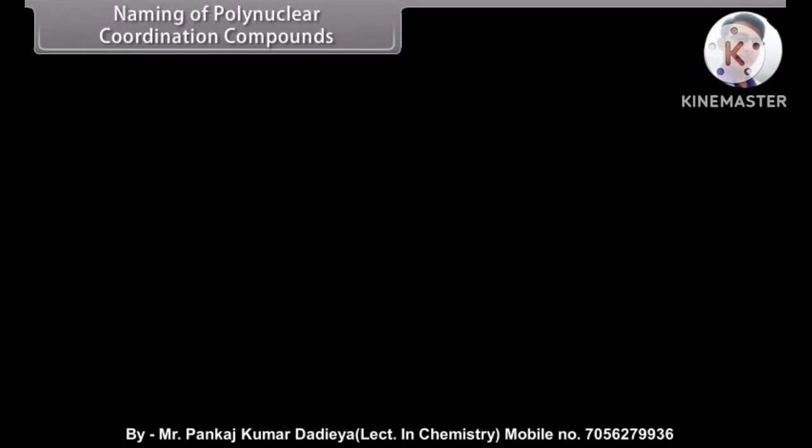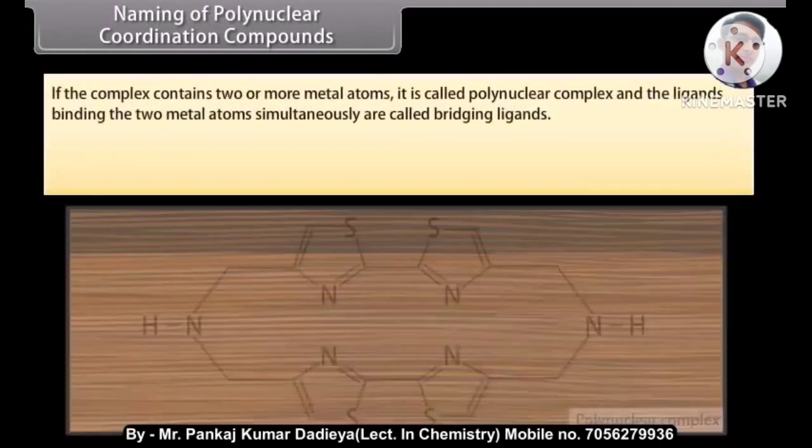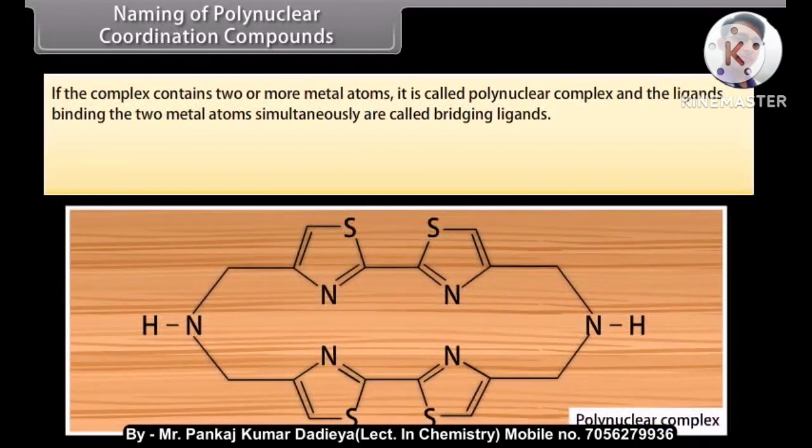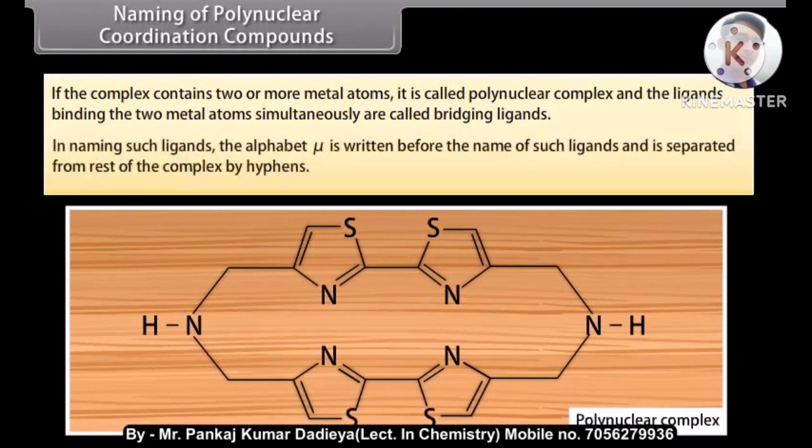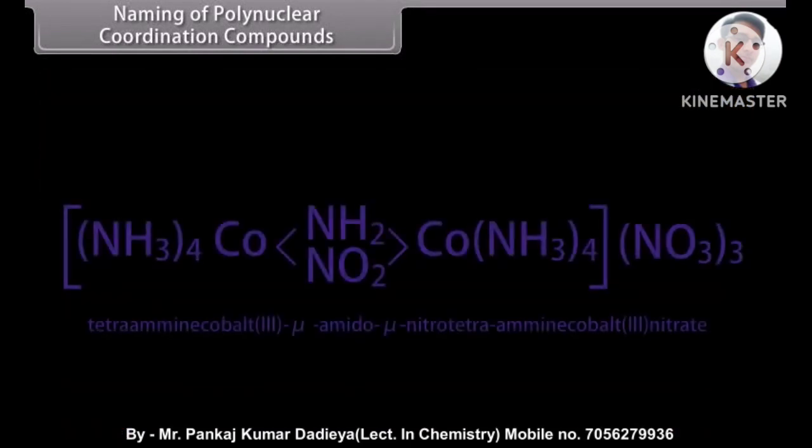Naming of polynuclear coordination compounds. If the complex contains two or more metal atoms, it is called a polynuclear complex, and the ligands binding the two metal atoms simultaneously are called bridging ligands. In naming such ligands, the Greek letter mu is written before the name of such ligands and is separated from the rest of the complex by hyphens. For example, this coordination compound is named as tetraamminecobalt(III)-mu-amido-mu-nitro-tetraamminecobalt(III) nitrate.